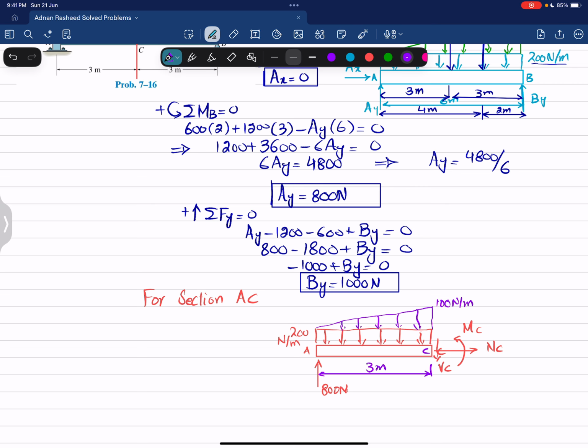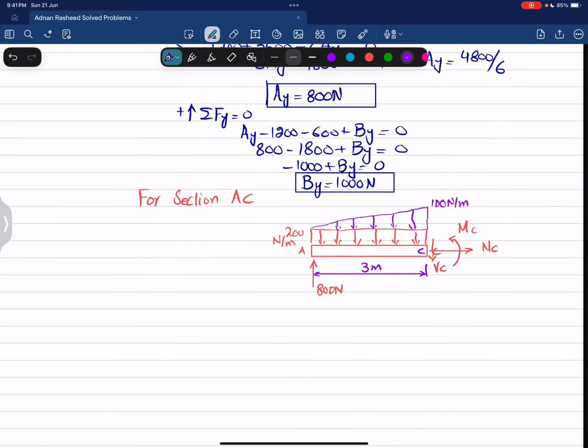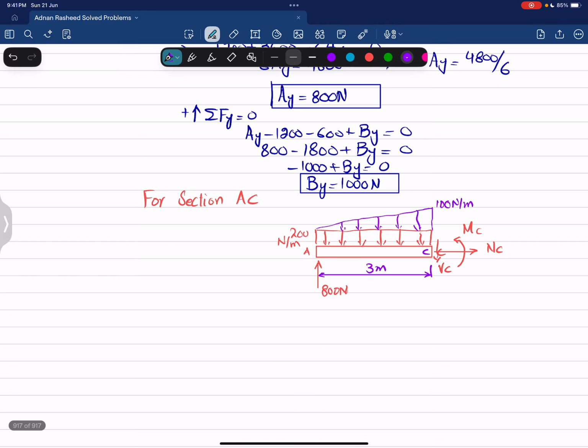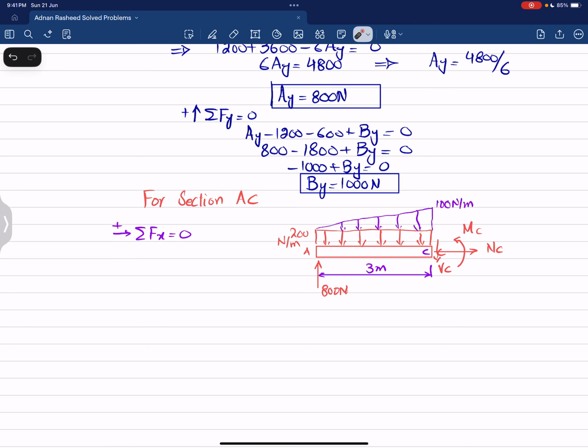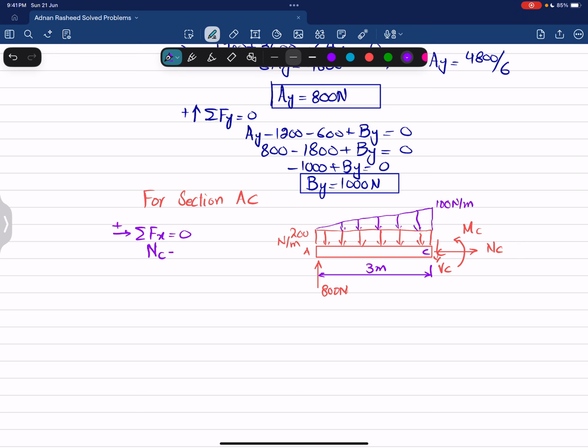Okay, so let's find this NC, MC and VC by using equation of equilibrium. So first equation of equilibrium is that sum of all forces along x direction must be equal to 0 and force toward right is taken as positive. So from this free body diagram you can see only horizontal reaction force is NC, there is no other force. So I can write NC is equal to 0.